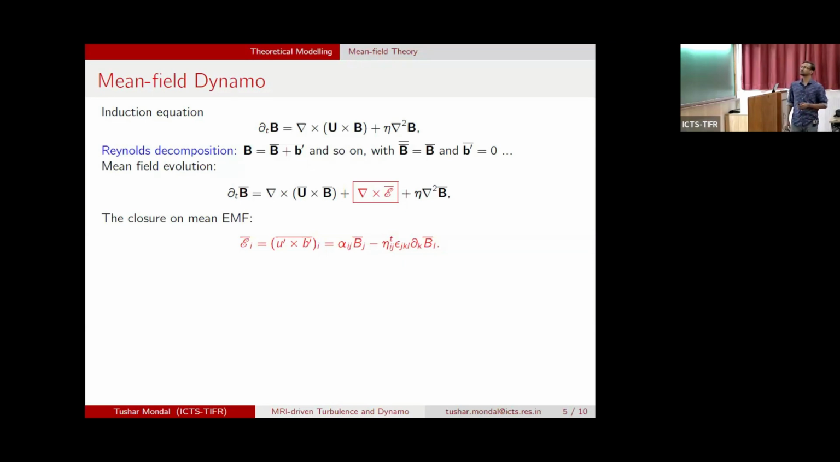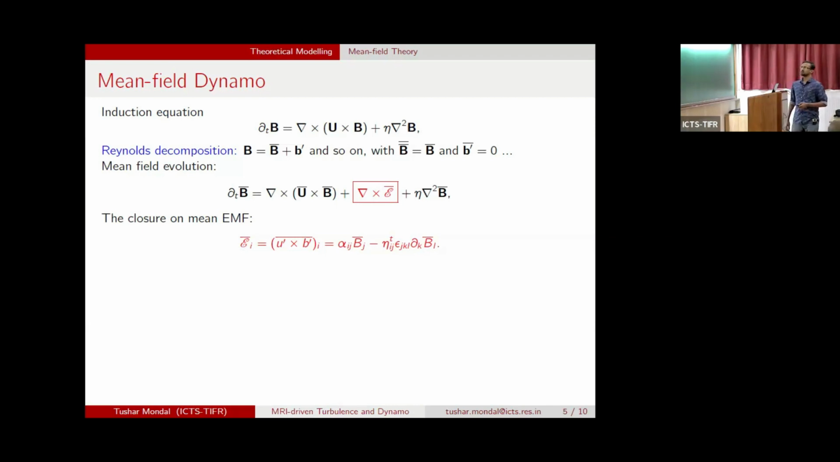If you write it down in the Reynolds decomposition, or Reynolds averaging form, any dynamical variable can be written as mean plus fluctuation, where the mean over the fluctuating quantity vanishes. But any kind of correlator will survive, like the 2-point correlator here. So the induction equation for the mean field evolution looks like that. Here an extra term is there, telling us that the 1-point correlator has a 2-point correlator. So the EMF is formed from two fluctuating quantities, and it requires some kind of closure to solve this equation.